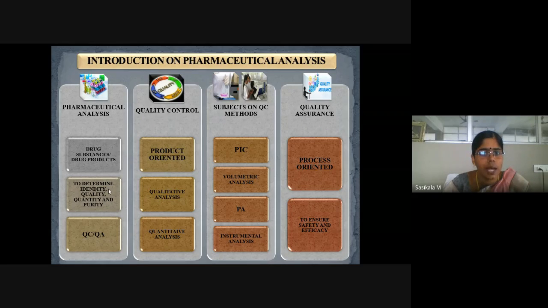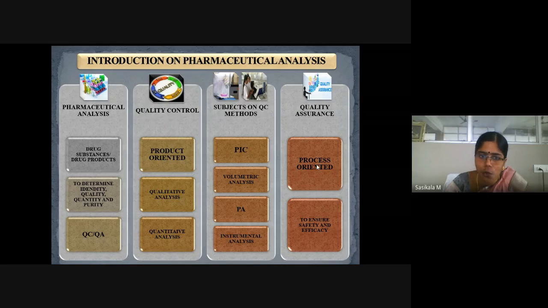What is QC? Quality control. Okay, quality control is product oriented, whereas quality assurance is process oriented. So pharmaceutical analysis is divided into quality control and quality assurance. Let's see what quality control methods are. They are product oriented. That means it is related to the product which we analyze. Okay, product oriented. This is process oriented. So whatever methods or procedures we follow for analyzing these drug products are called process oriented.